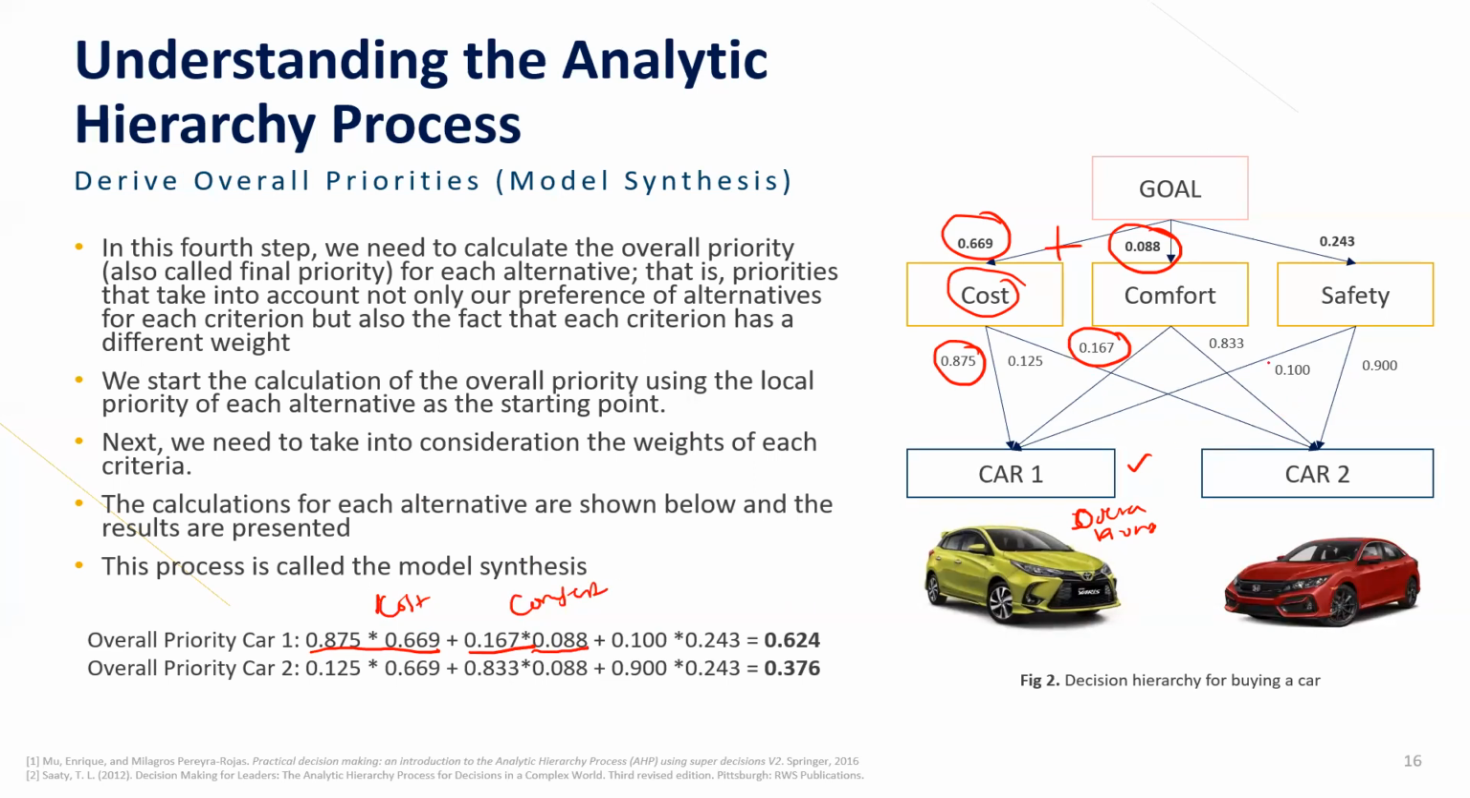And the last one is related to safety for vehicle one, for car one. Plus again 0.243 multiplied by 0.1. This is related to safety. Then you will get the final score for car 1, which is 0.624. Okay. You do the same thing for the second car.